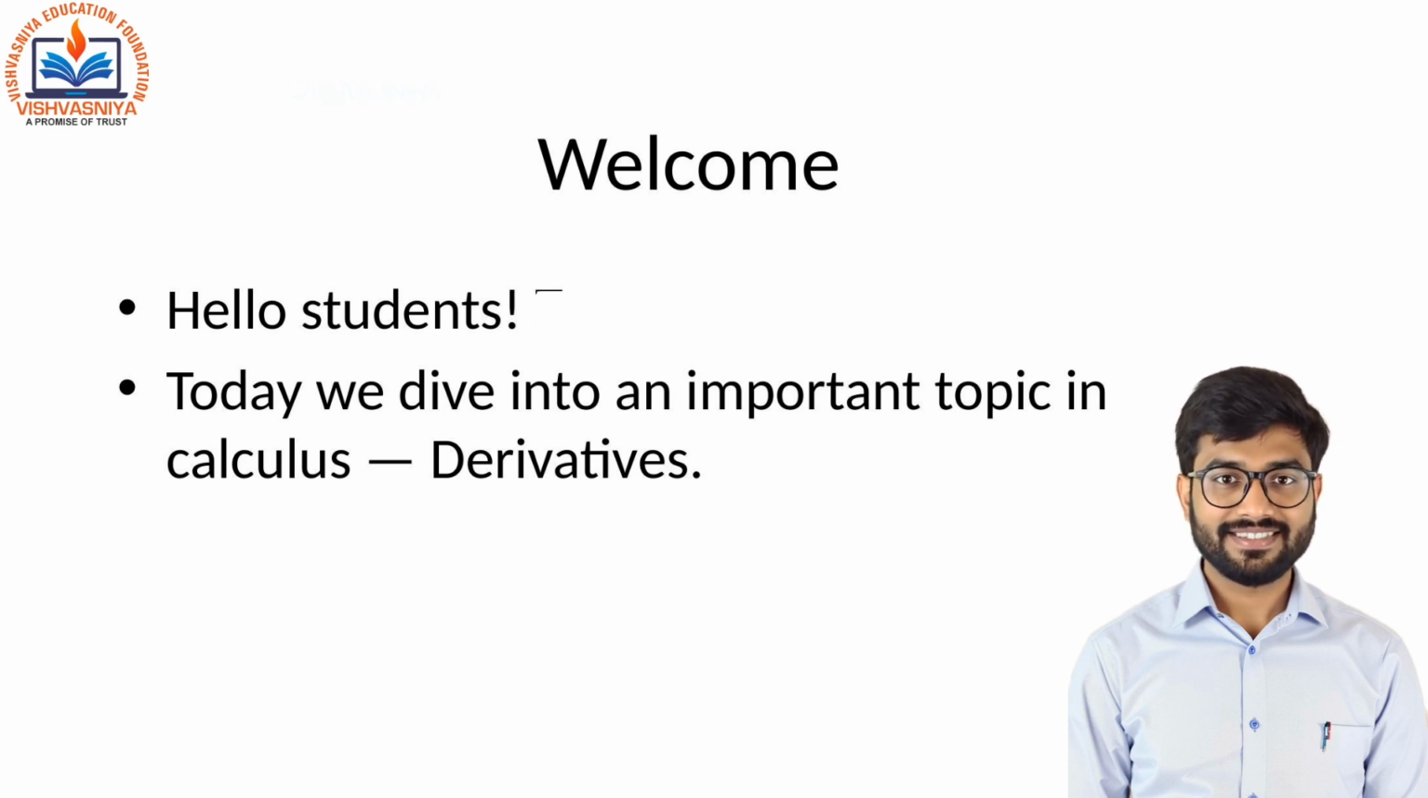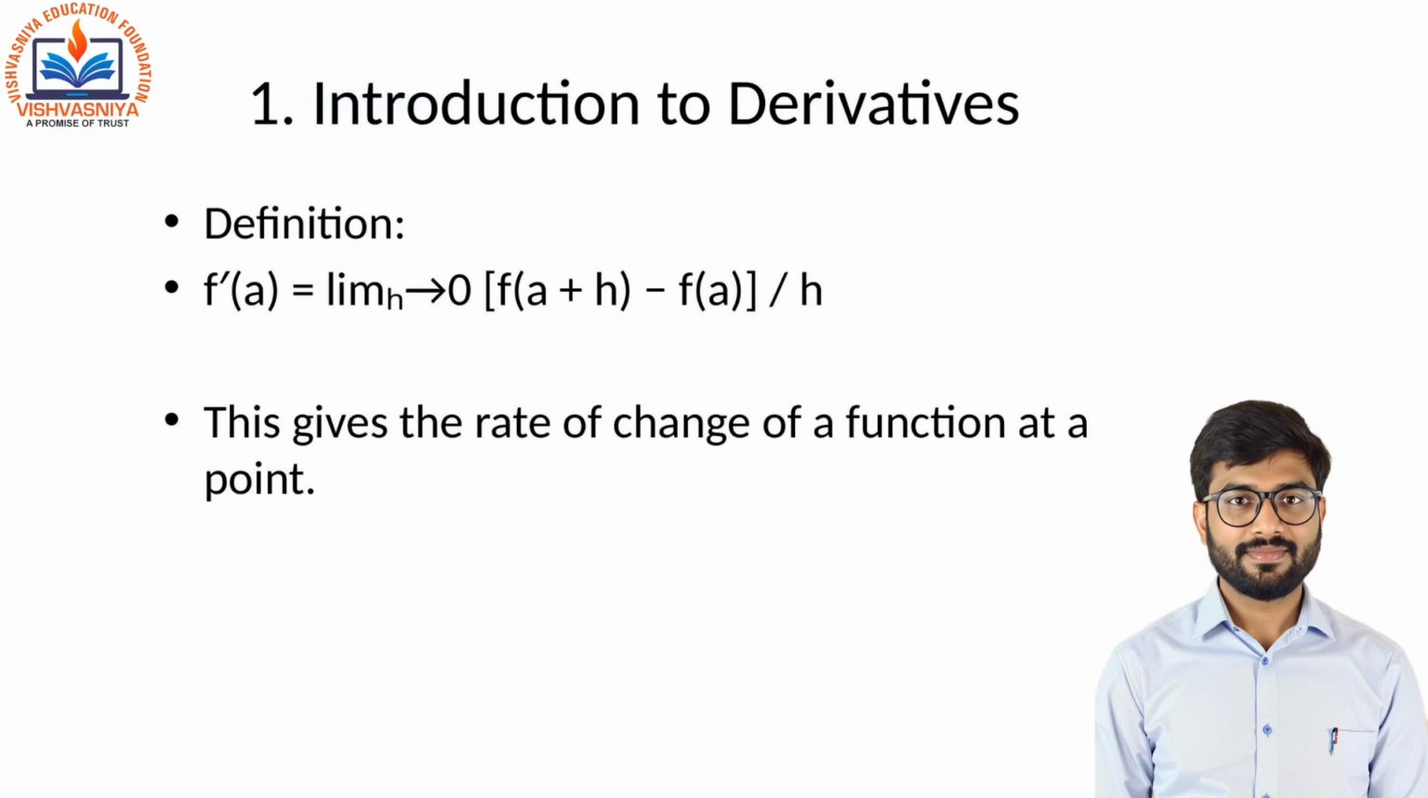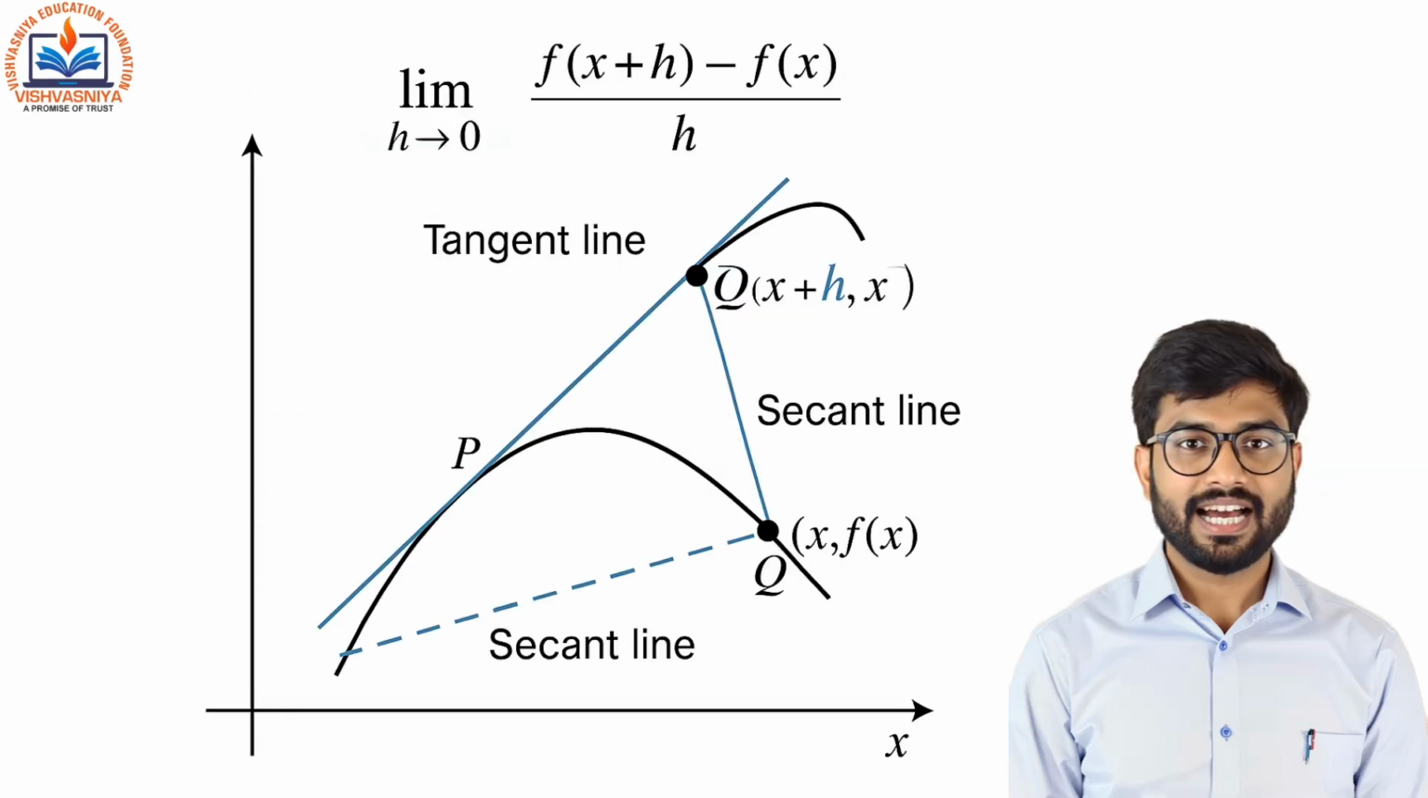Let's dive right in. The derivative measures how a function changes with its input. Formal definition: f prime of a equals the limit as h approaches 0 of f of a plus h minus f of a, divided by h. Limit explanation: the limit describes behavior as h becomes very small, approaches 0. It finds the slope at a point.